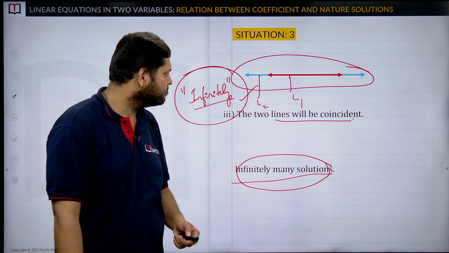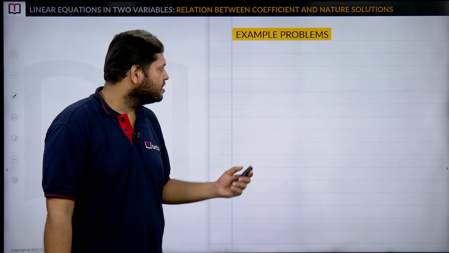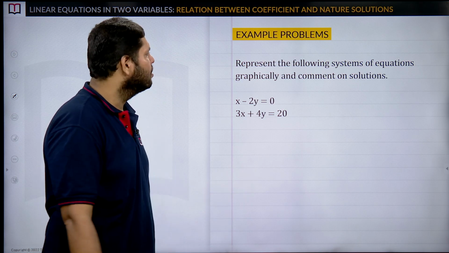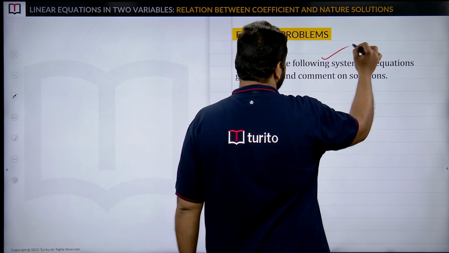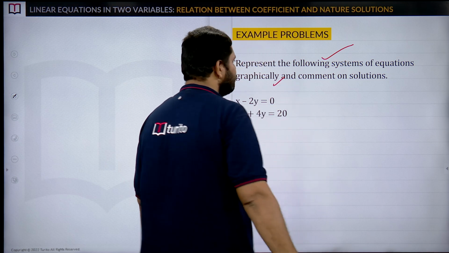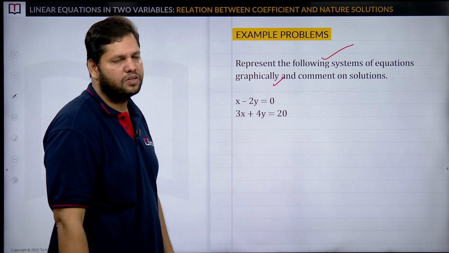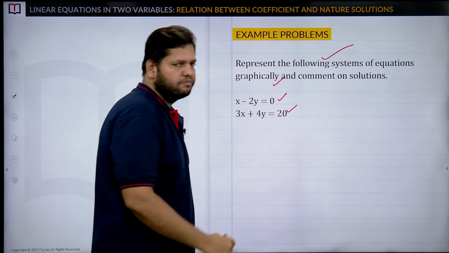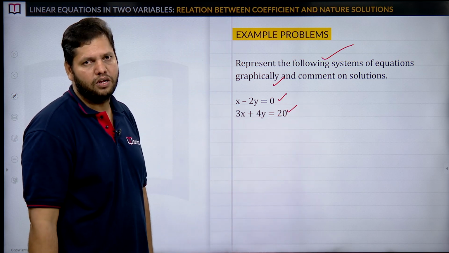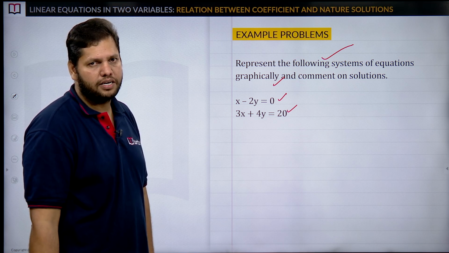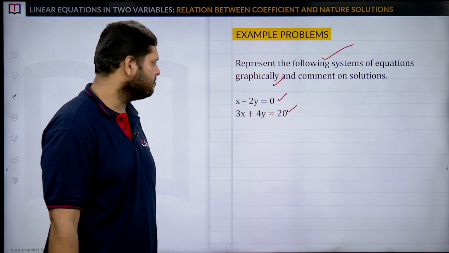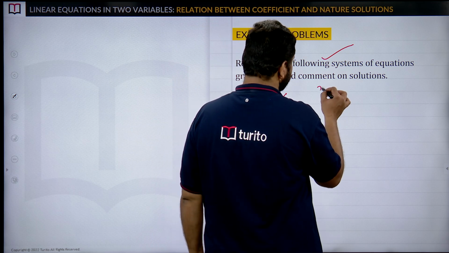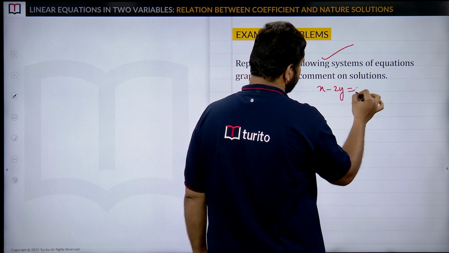Okay, fine. Next, children, let us see some example questions. Represent the following system of equations graphically and comment on the solution. Children, I want to find the solution of these two equations graphically. So how are we going to solve graphically? Let us see. First, I will take the first one. What is the first equation, children? x minus 2y equal to 0.